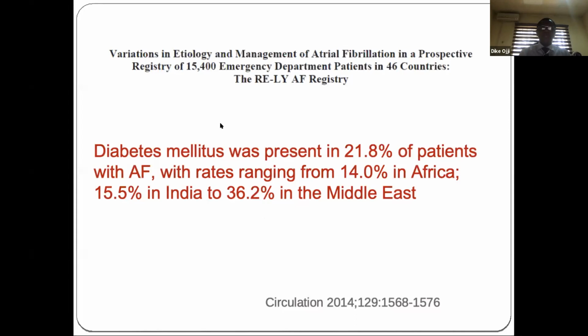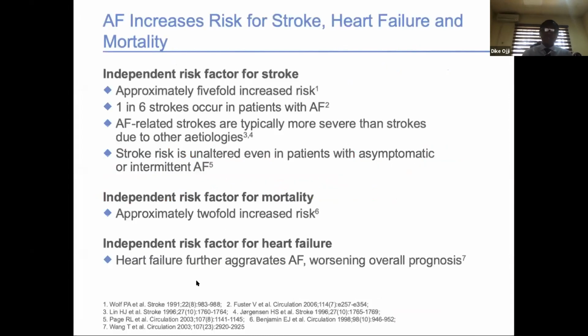among patients with atrial fibrillation, about 14% of them were diabetic patients. So it shows that it's quite difficult for us to separate AF from diabetes. If there is one arrhythmia that we have to check for in patients with diabetes, it is atrial fibrillation. And like we've heard and we know, atrial fibrillation increases the risk for stroke, for heart failure, and mortality.